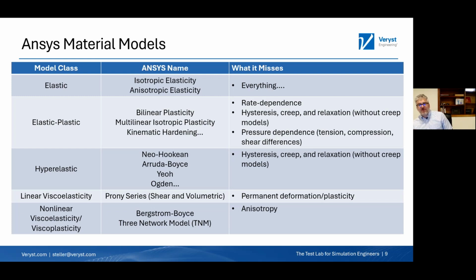And then for the built-in models, the Bergstrom Boyce, so the 3 network model, what are we missing? We're missing some anisotropy. Those 2 models listed there don't have any anisotropy that you can use with them. That's a little more niche, but it's definitely something that we run into. We work with a lot of fiber-filled materials. Those are anisotropic, so you want to be able to capture that.